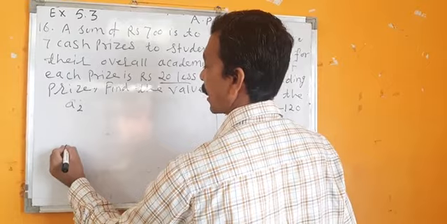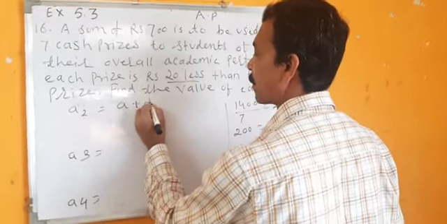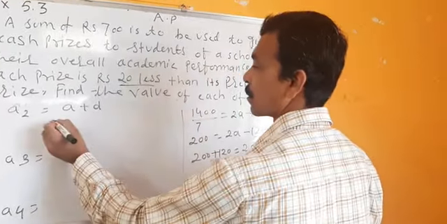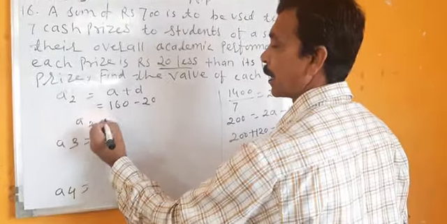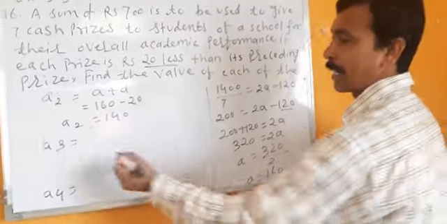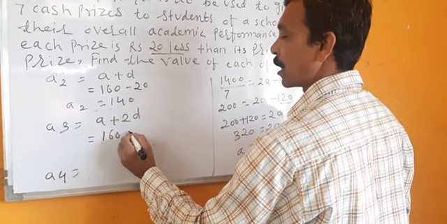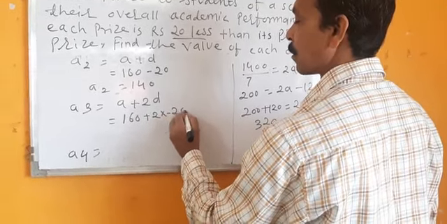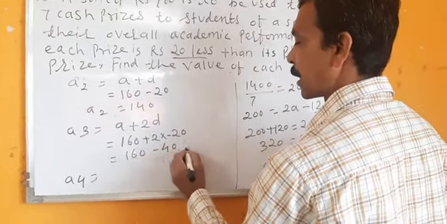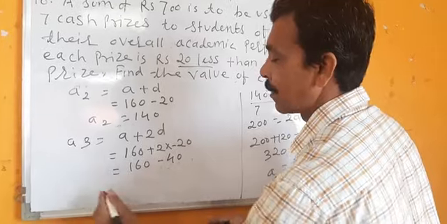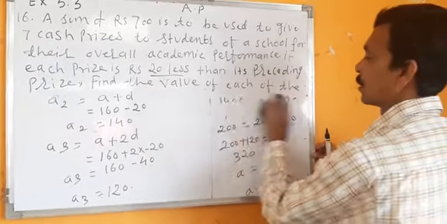A2 is equal to A plus D. A is how much? 160. D is how much? Minus 20. So A2 is equal to 140. A3 is equal to A plus 2D. A is 160, plus 2D means plus 2 into minus 20. 2 into minus 20 is minus 40. So A3 will be 120.